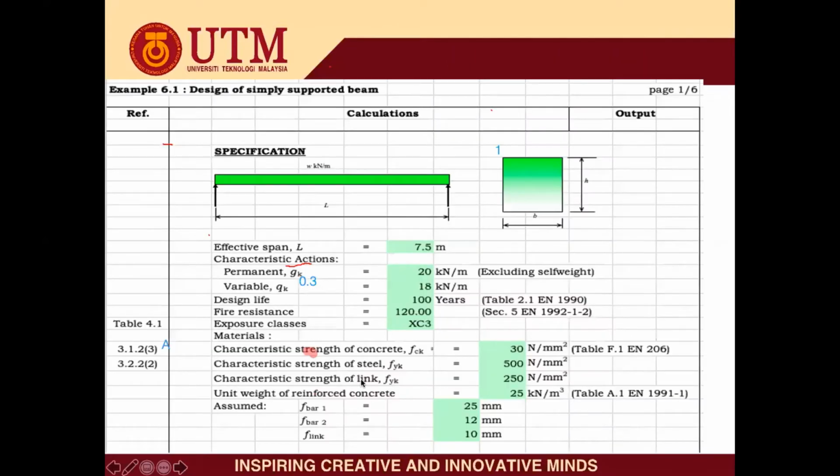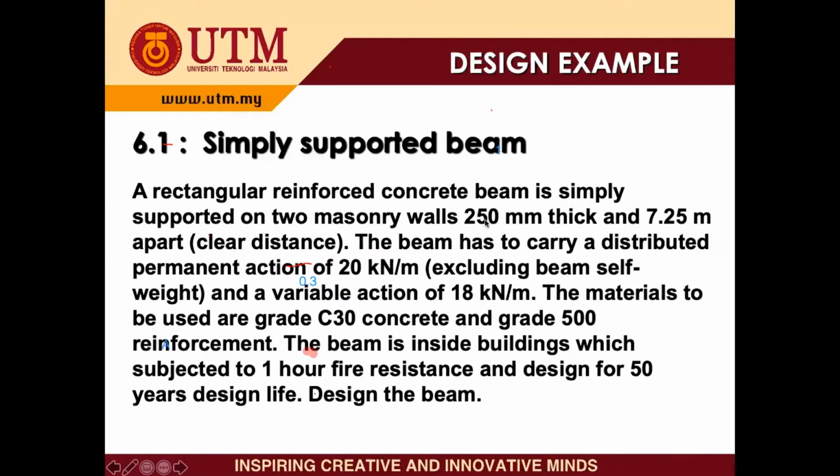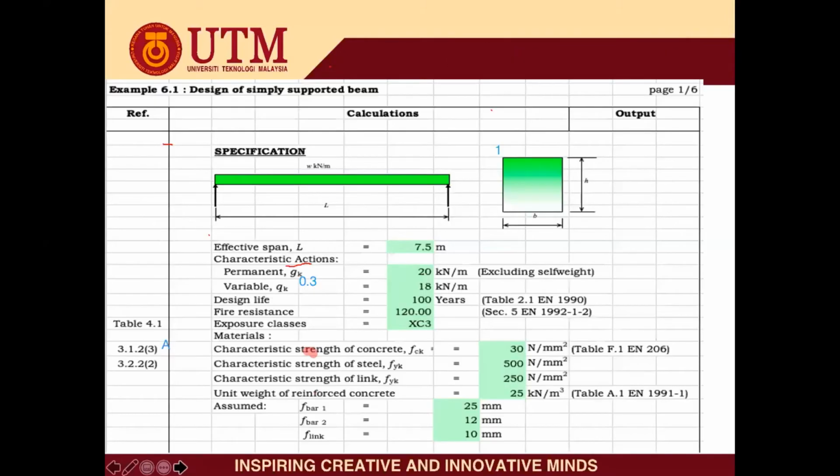Okay, so we have here fire resistance. List down the important data. So you have 7.5 span. How to get 7.5? Because in this question, two masonry walls, 250 millimeter thick, and 7.25 apart.